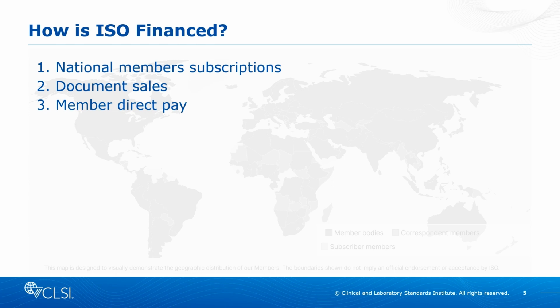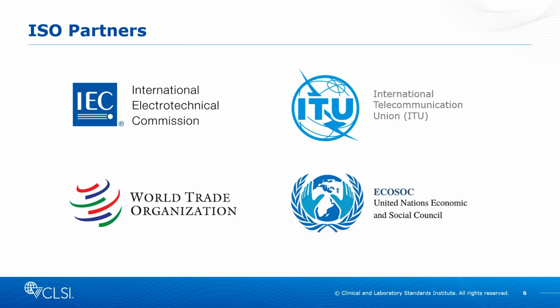These costs are borne by member bodies and business organizations that allow their experts to participate and pay their travel expenses on a voluntary basis. ISO has several partners. Among them are the International Electrotechnical Commission, or IEC, and the International Telecommunication Union, or ITU. In 2001, ISO, IEC, and ITU formed the World Standards Cooperation to strengthen the standards systems of the 3 organizations.